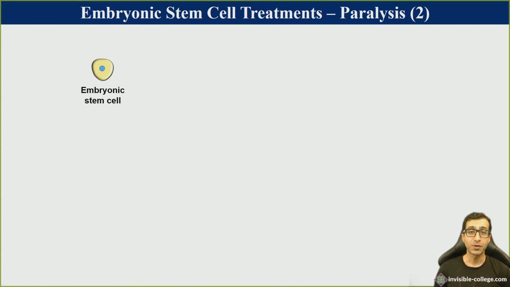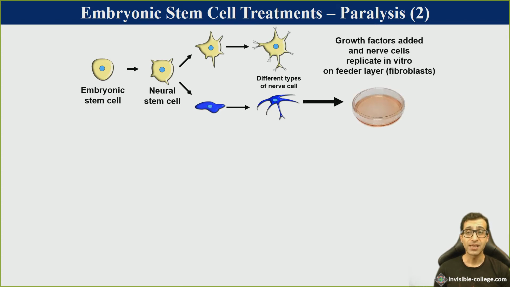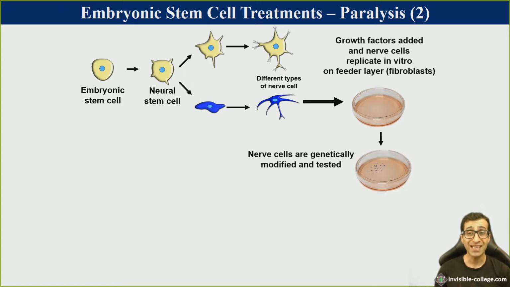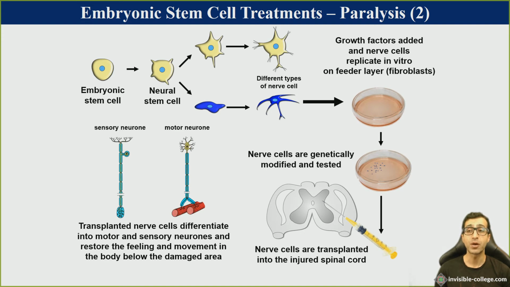So we take an embryonic stem cell and we make it differentiate into a neural stem cell, and we can then further differentiate that into different types of nerve cell. We can then add growth factors and nerve cells which replicate in vitro on a feeder layer of fibroblasts, and these nerve cells are genetically modified and tested, and then the nerve cells can be transplanted into the injured areas of the spinal cord.